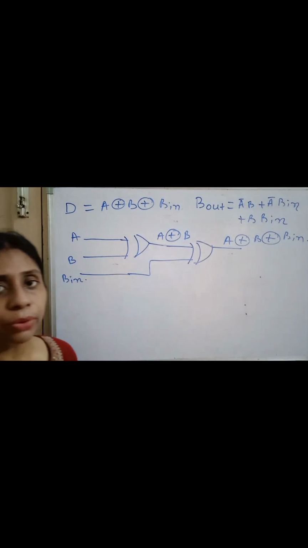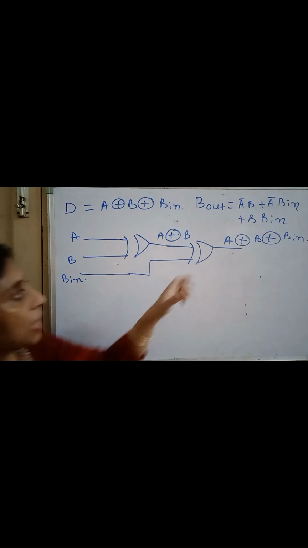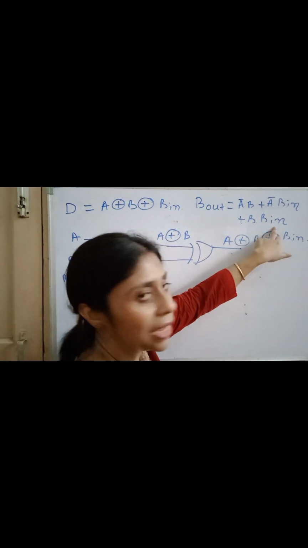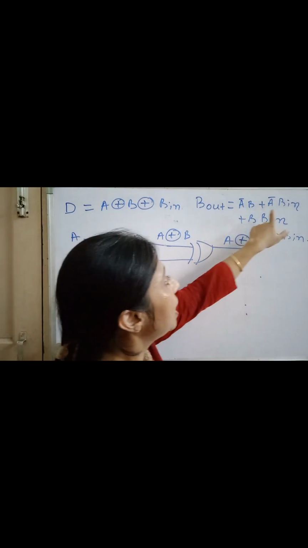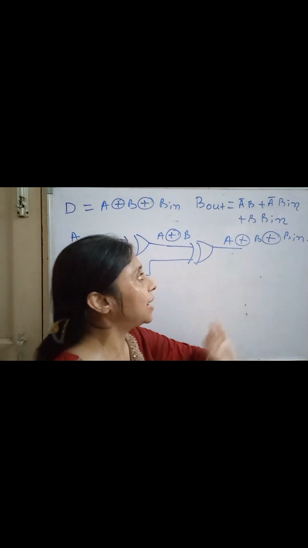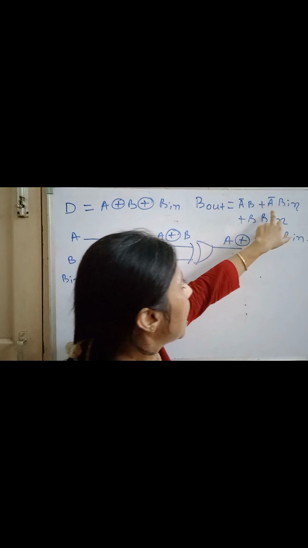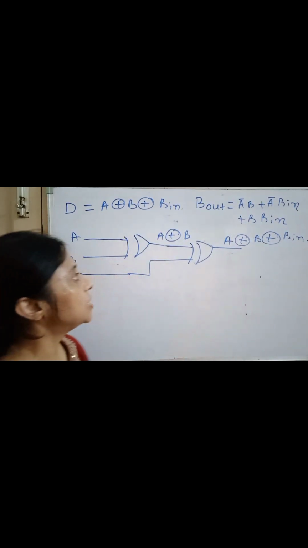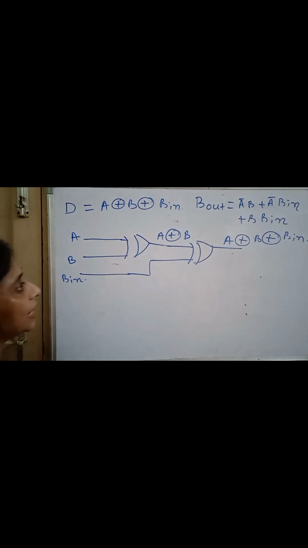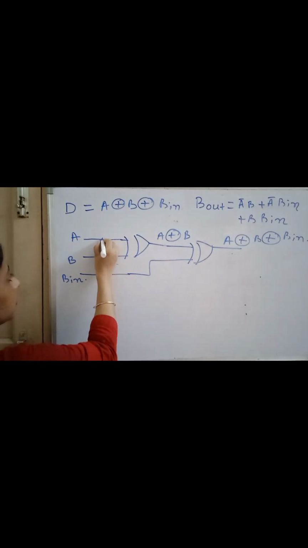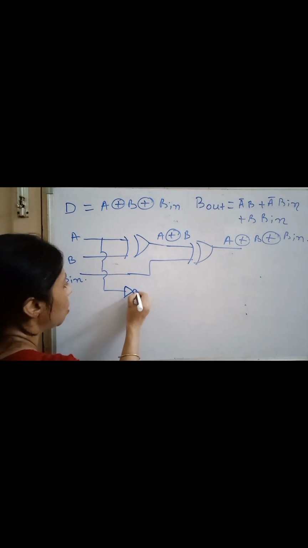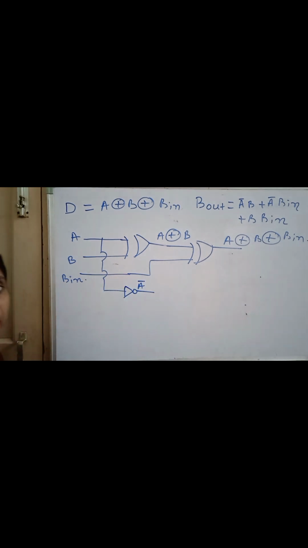Now to have the B out, see what is the expression for B out? A bar B plus A bar B in plus B B in. So we need 3 AND gates, 3 two input AND gates. One for A bar B, another one for A bar B in and for B B in. So let us use 3 two input AND gates. The first one is A bar. So how to have the A bar? Just pass this A through a NOT gate. So this will give you A bar.